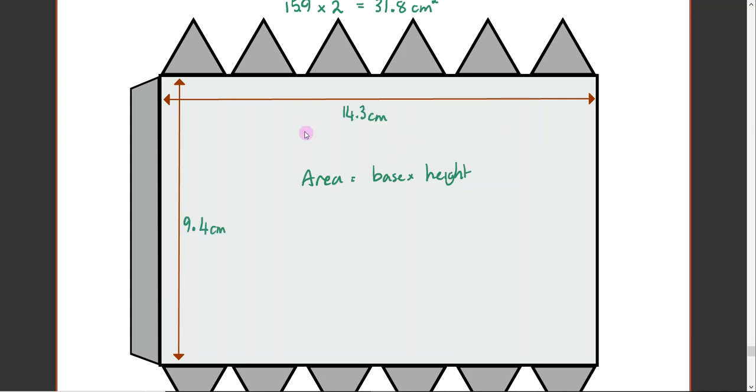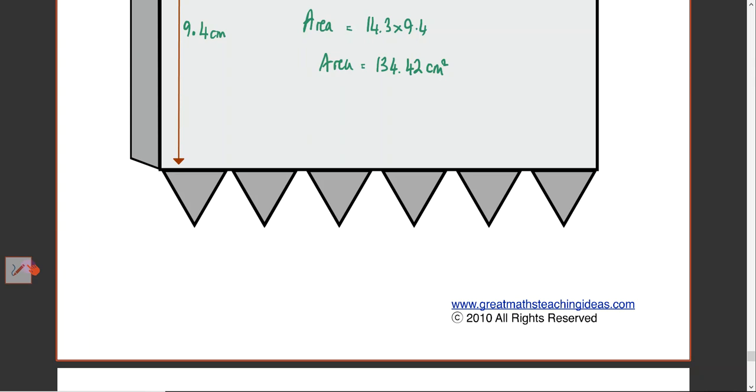Right guys, so we've got two measurements. Our area of the rectangular part is 14.3 multiplied by 9.4. And the answer is something we'll find out. 134.42. And what are the units? Square centimetres. So what's the surface area of the cylinder then?